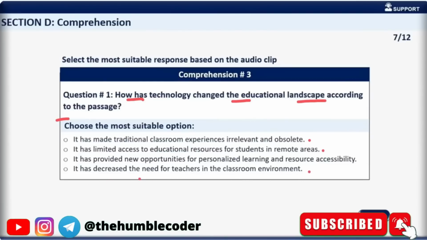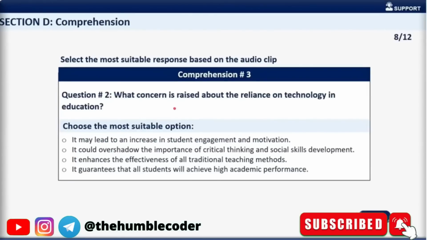So the correct answer for this is going to be, it has provided new opportunities for personalized learning and resources accessibility. Moving on to the second question. What concern is raised about the reliance on technology in education?